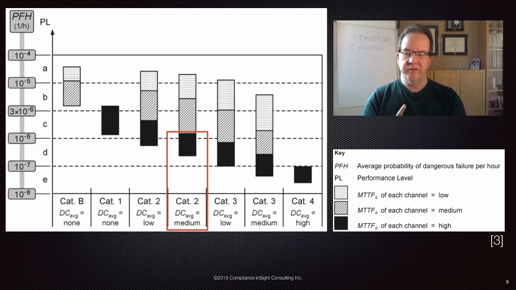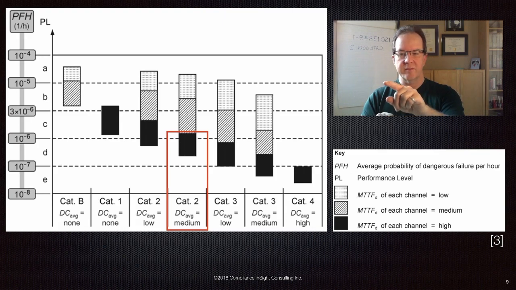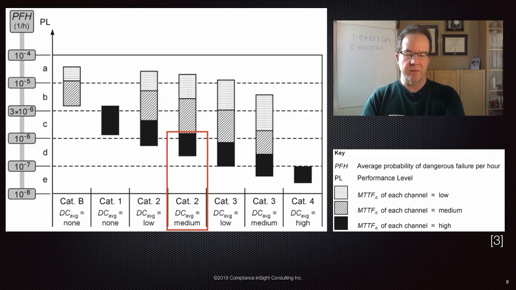The other thing to notice is the coloration of each band. So you'll notice we have like a dotted area, then a hashed area, and then a black area. So that speaks to the mean time to dangerous failure in the channel. So that's the active channel of the system, input, logic, and output. When we calculate the MTTFD of the channel, if we're going to achieve category 2 performance level D with a DC average of medium, you can see that the section of the strip that covers that is black, which means we need a high level of MTTFD for the components in that channel.